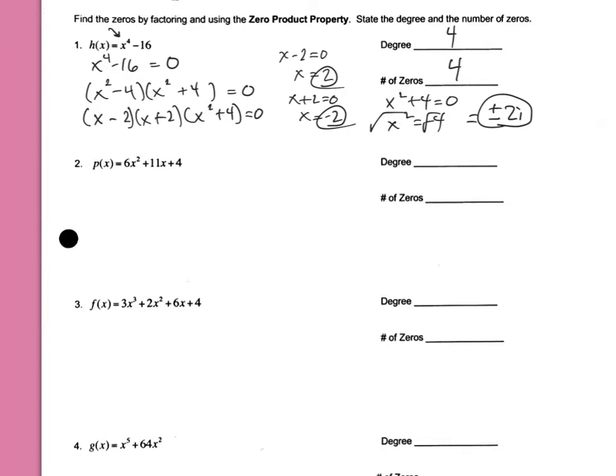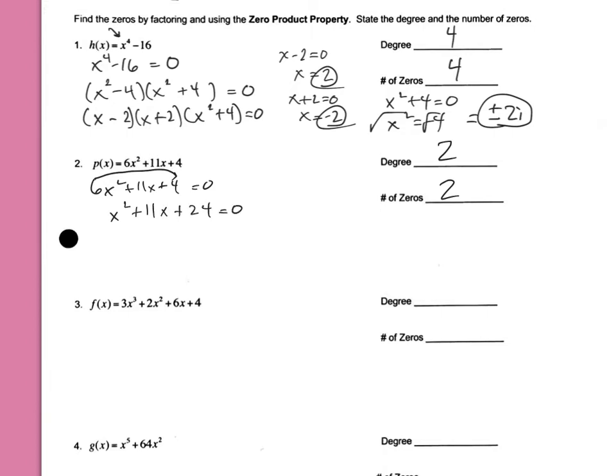So for number 2, this is that kind of factoring that everyone loves. It has a degree 2, meaning the highest power is 2, so we should have 2 answers. Set this thing equal to 0, 6x squared plus 11x plus 4. And I'm going to slide and multiply. So we have x squared plus 11x plus 24, still equals 0.